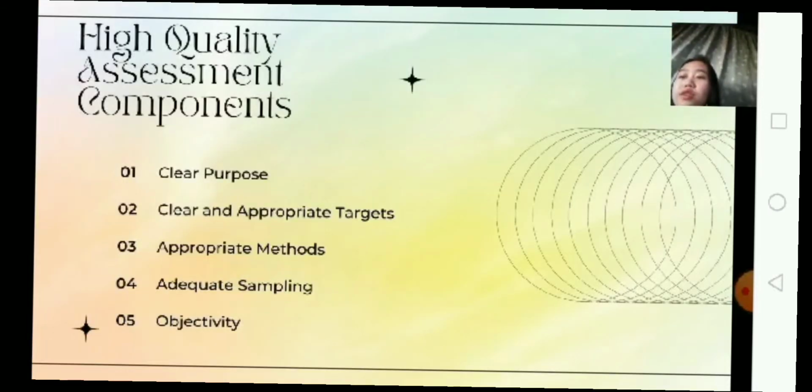So these are the high-quality components. We have clear purpose, clear and appropriate targets, appropriate methods, adequate sampling, and objectivity.